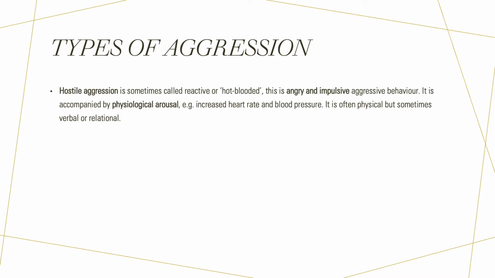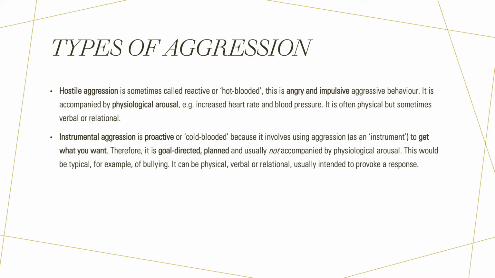Okay, so the first one we have is hostile aggression. This is sometimes called reactive or hot-blooded because it's angry and impulsive behaviour. When something's impulsive, sometimes we haven't really thought it through. It's just that feeling that you get where you just want to punch something. That's hostile aggression. It is accompanied by physiological arousal, so we'll feel an increase in heart rate and blood pressure. And it is often physical, so it will end in physical violence, but sometimes it can be verbal or relational.